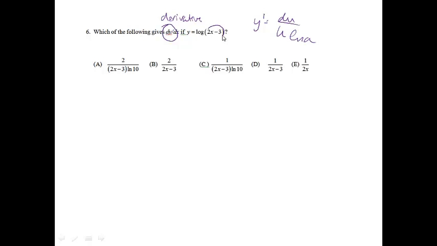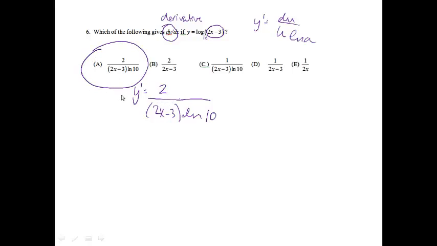My du, this is going to be my u. My du is going to be 2, and then over u, which would be just 2x - 3, times ln of the base. A is the base. If it's just a log and there's no number there, we can assume that it's a 10. So that's what I would put. And then if I look at which choice would give that to me, it is A. So in this one, as long as you knew the formula, it was a real easy problem.